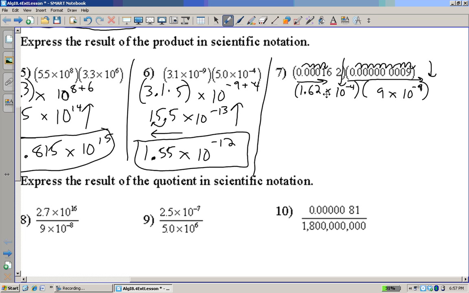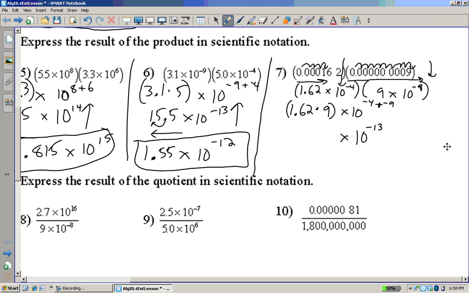So we're going to rearrange this. We're going to multiply the first factor, 1 and 62 hundredths times 9. And then we're going to add these exponents up. 10 to the negative 4 plus negative 9. Okay, now this is going to be times 10 to the negative 13th power.